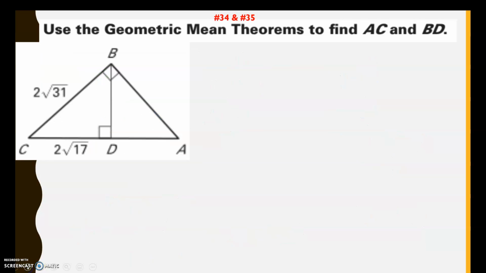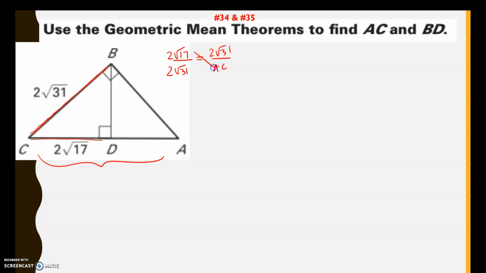And the last one, geometric mean. I want to look for my AC. I'm going to use the geometric mean of my leg here. So I'm going to get 2 rad 31, 2 rad 31. That's going to go into my mean spot. Then the part of the hypotenuse that it touches is 2 rad 17. And then my whole hypotenuse is going to be AC, so we'll just leave it as AC like that.